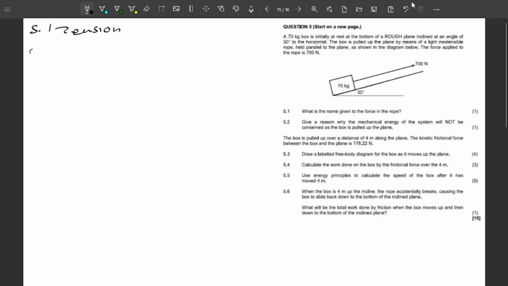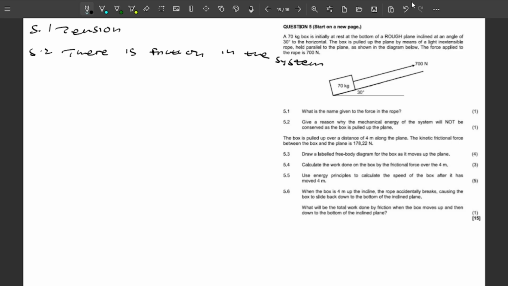Tension force. So now 5.2, give a reason why the mechanical energy of the system will not be conserved as the box is pulled up the plane. It's because of this rough, and the reason is because there's friction, right? There's friction in the system.